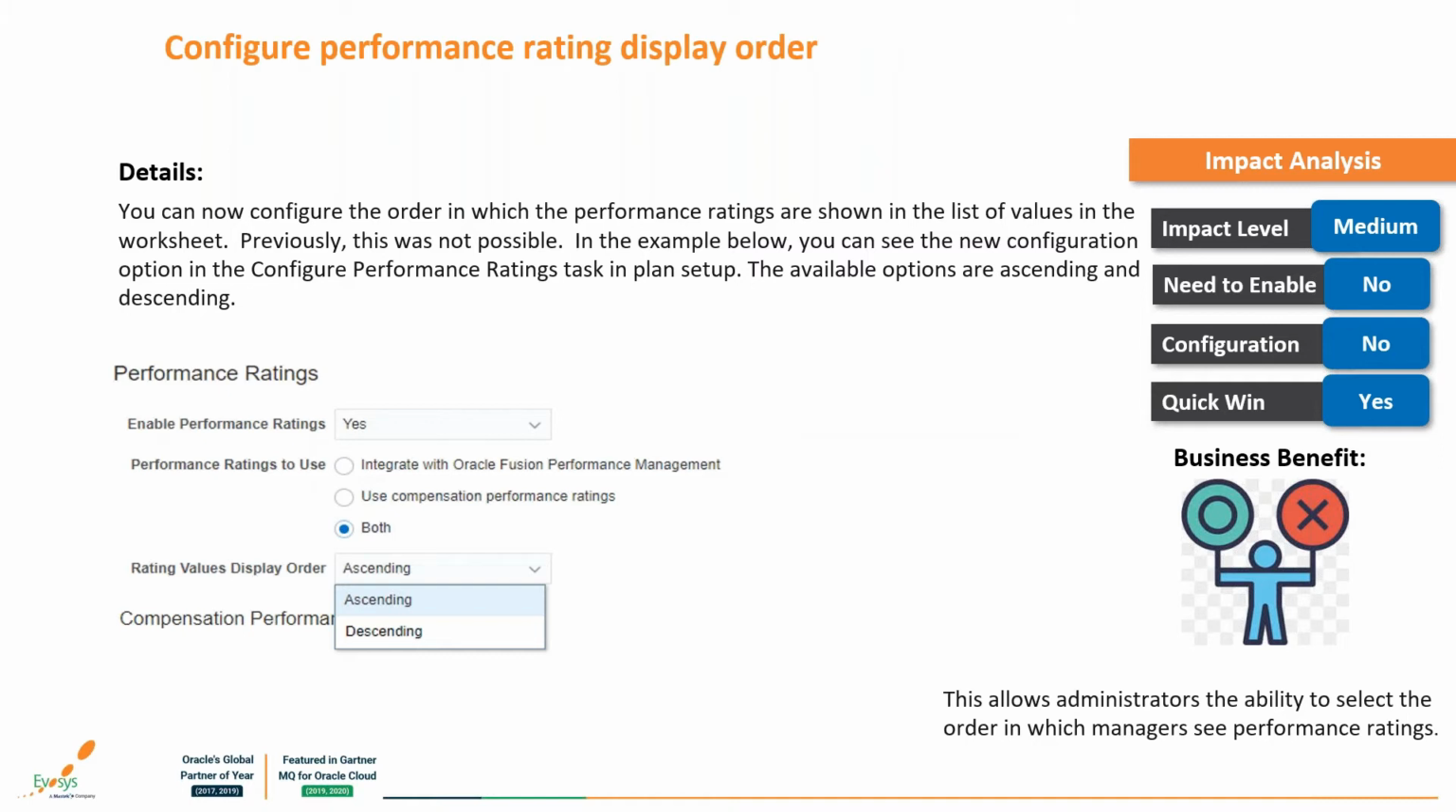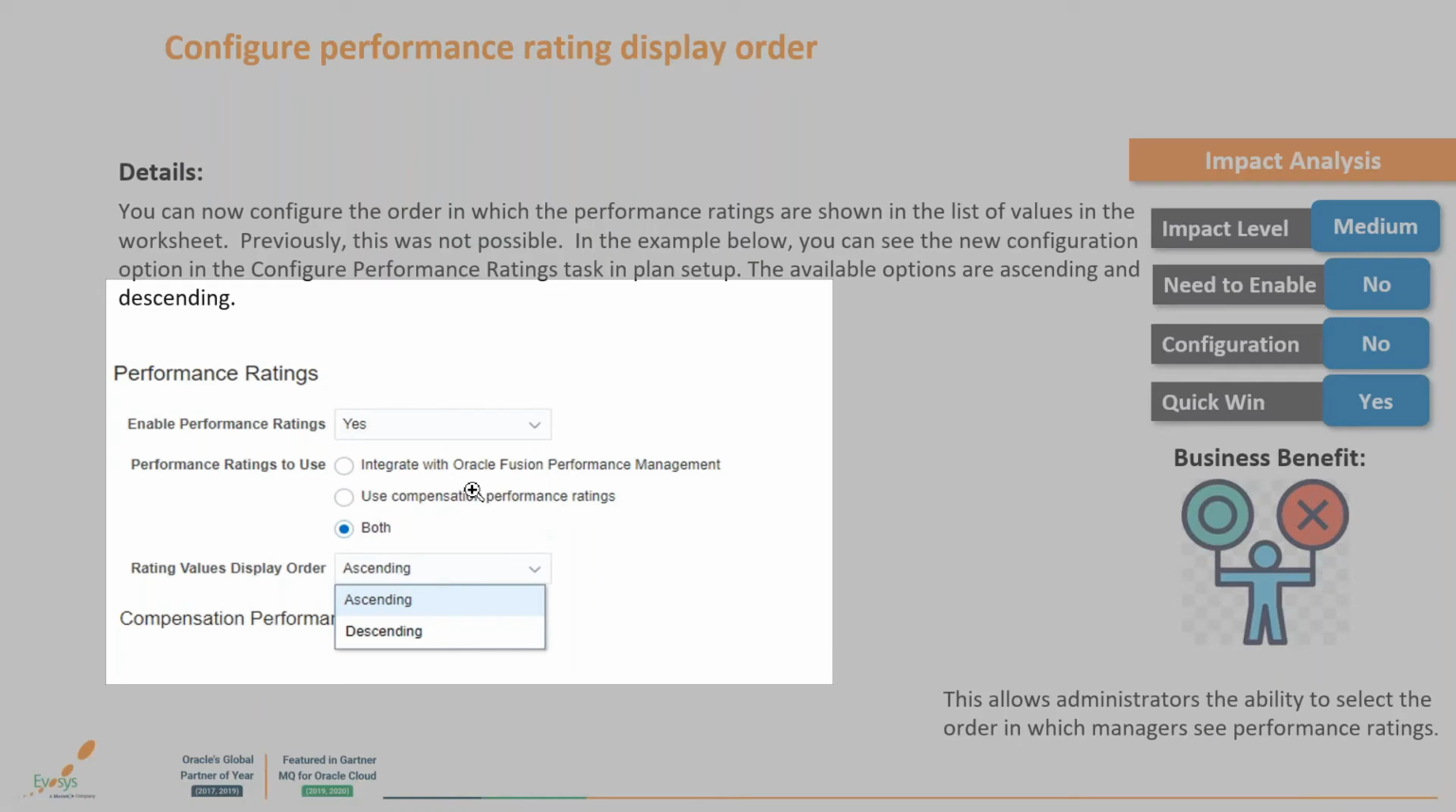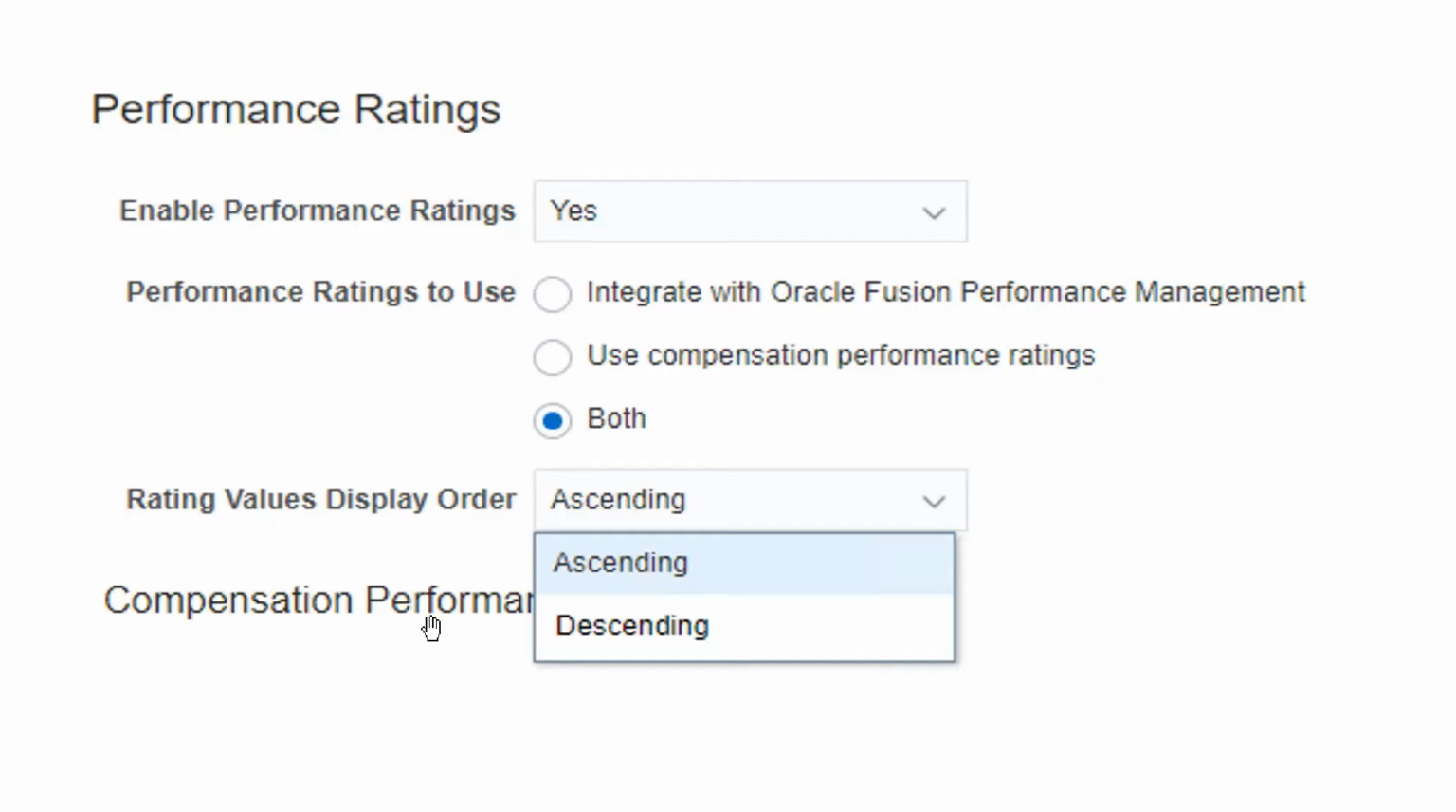Configure performance rating display order. So let me just zoom in on this. This feature allows the administrator to select the order in which the managers will be able to see the performance ratings. Earlier this functionality was not available. You could not decide the order in which the performance ratings were displayed to the managers. As of now, we have two sorting options, either ascending or descending. Based on the configuration here, the performance ratings will be displayed to the managers.